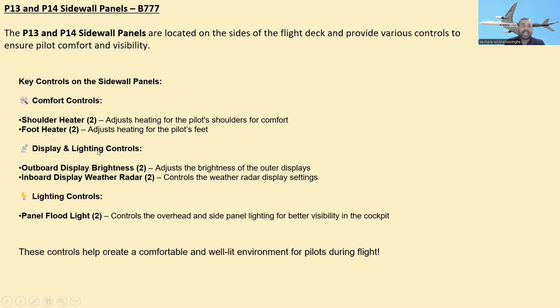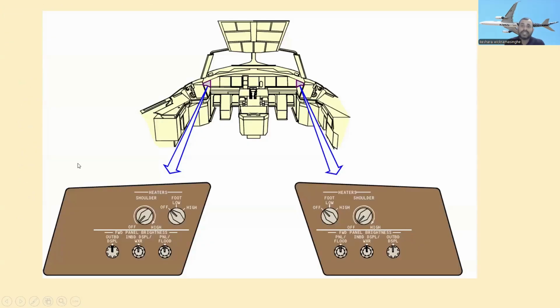foot heater adjusts heating for the pilot feet. And the display and lighting controls: outboard display brightness adjusts the brightness of the outer display, and inboard display weather radar controls the weather radar display settings. Lighting control, panel floodlights, control the overhead and side panel lighting for better visibility in the cockpit. So these controls help create a comfortable and well lit environment for pilots during flight. You can see these are the P13 and P14 displays.